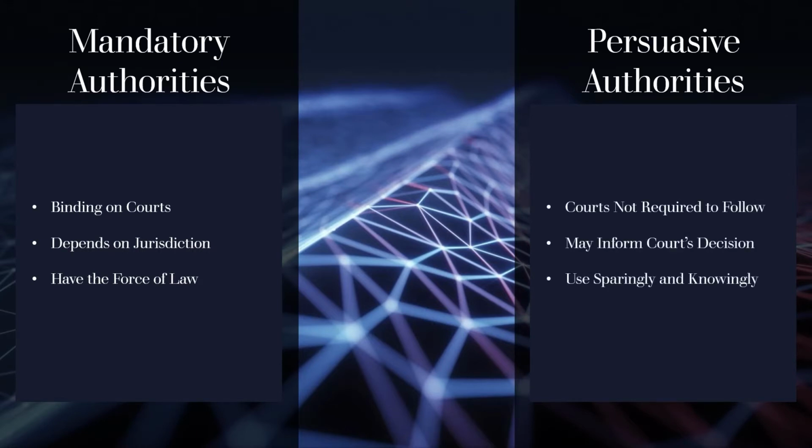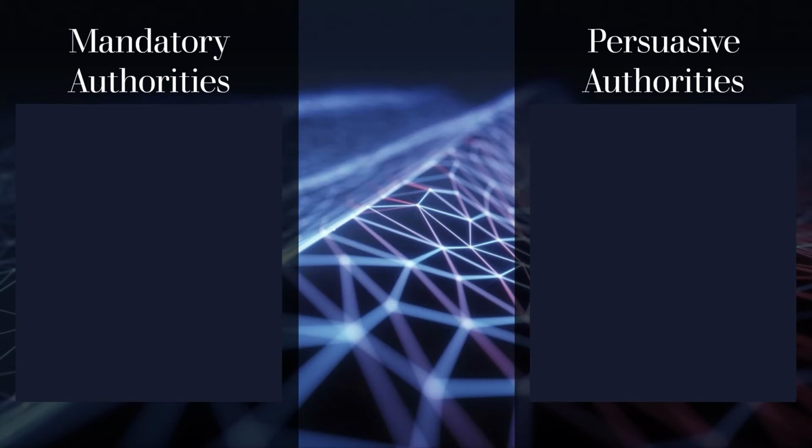A persuasive authority is a legal source that the court is not bound to follow in making its ruling, but might nonetheless use to inform its decision. A common form of persuasive authority is an opinion from another jurisdiction when there is no rule on the topic in your jurisdiction. Always be aware of when you are using an authority that is only persuasive, and, as a general rule, only rely on persuasive authorities when a mandatory authority on point is unavailable.